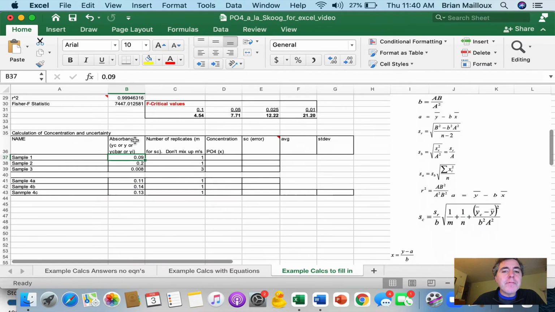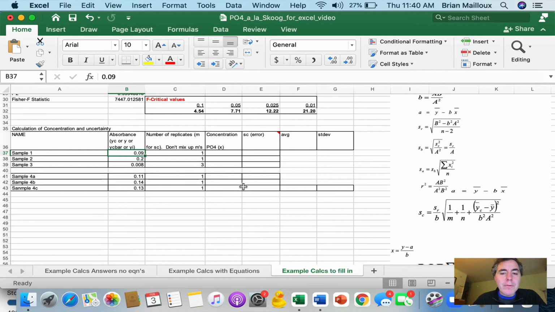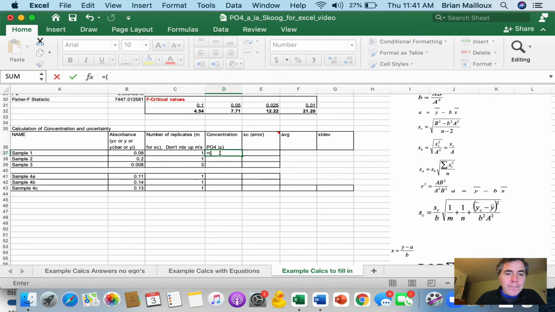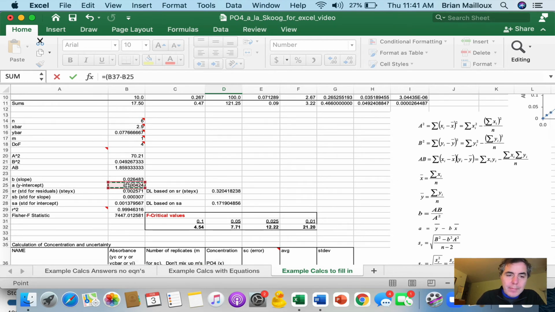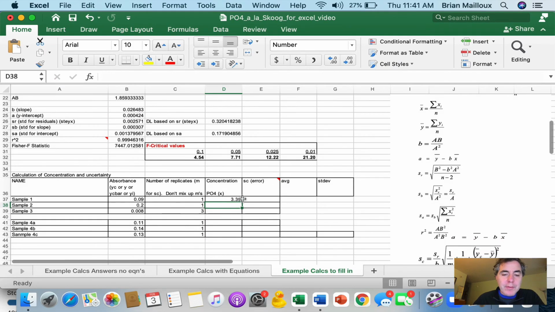But we want to calculate it for real, right? And so the first thing you want to do is this is the absorbance you measure. And this is going to go by different names, YC or Y or YC bar or YI, depending where you look on the equations. The first thing you do is you want to calculate the concentration. And this is just simple. You know, Y equals mx plus b. And so you just solve for x. X equals y minus a over b. So you go equals y minus a divided by b. And you have it, 3.38, just exactly what we said.